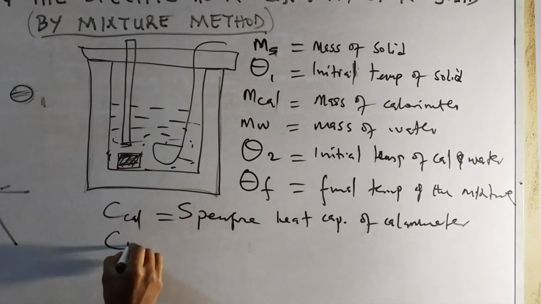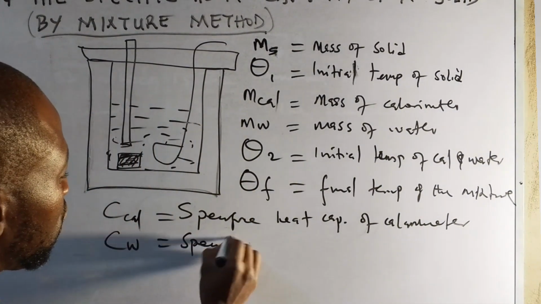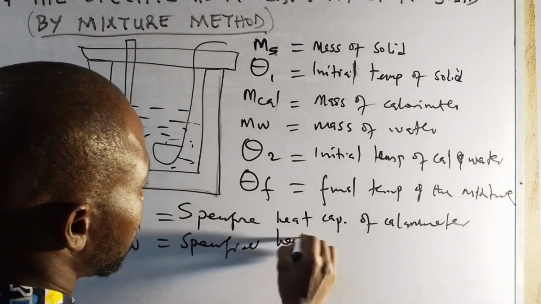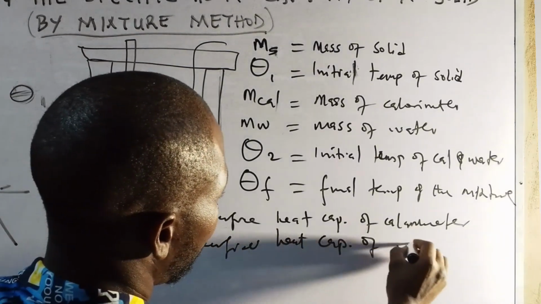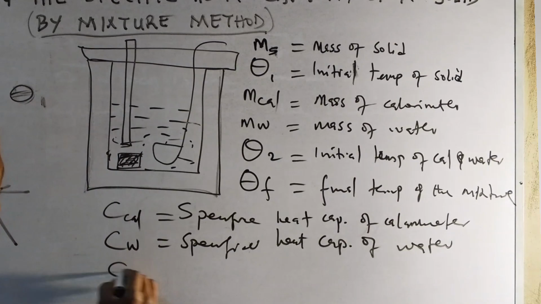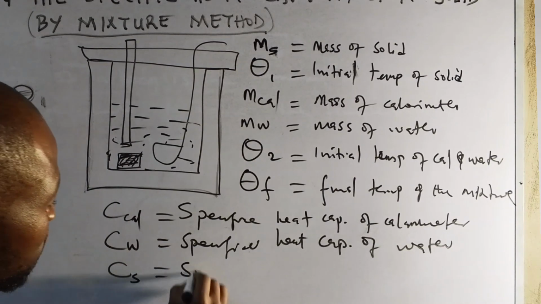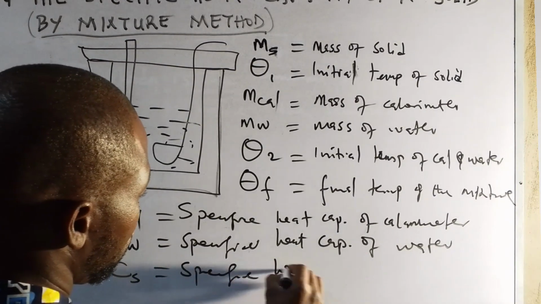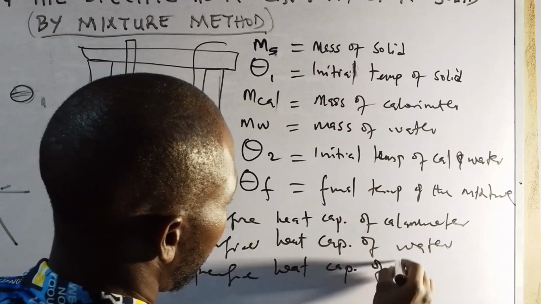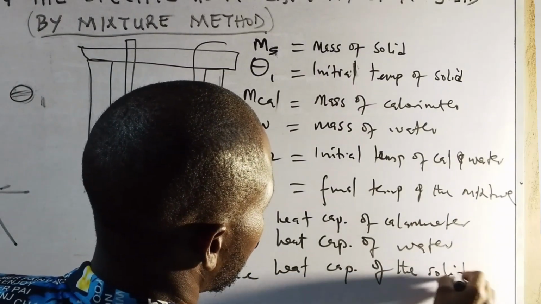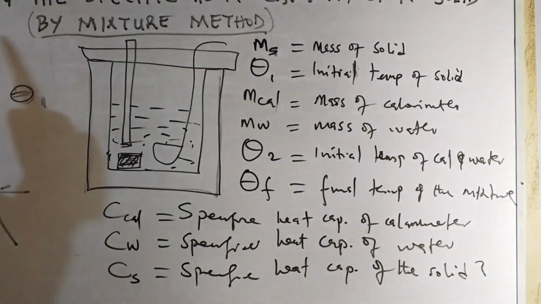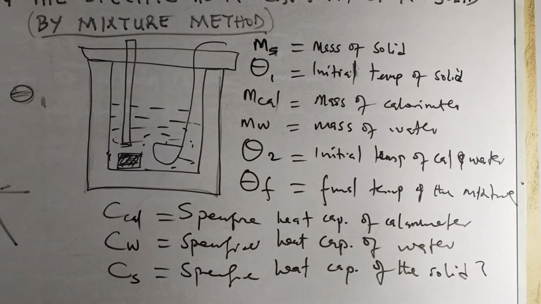You're going to have CW, which is the specific heat capacity of the water, and CS, which is the specific heat capacity of the solid, which is what we are looking for, measuring the specific heat capacity of a solid.